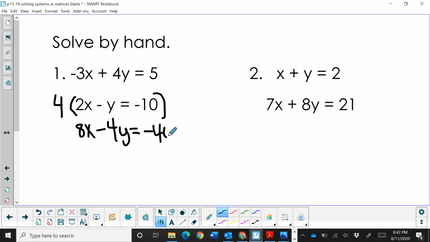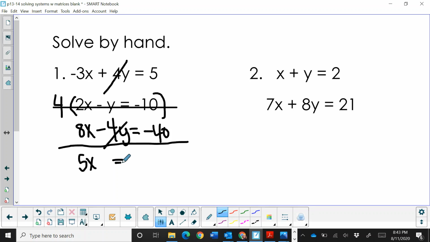And then I'm just going to eliminate this because I've just multiplied it. Now let's add our two equations together. When we add, the y's cancel, and I end up with 5x, and -3 plus 8, I get -35 for my constants when I add those. And so x is -7.